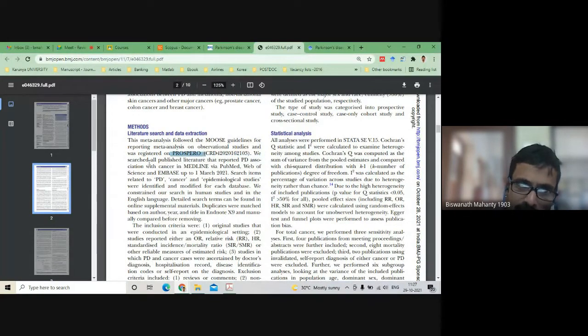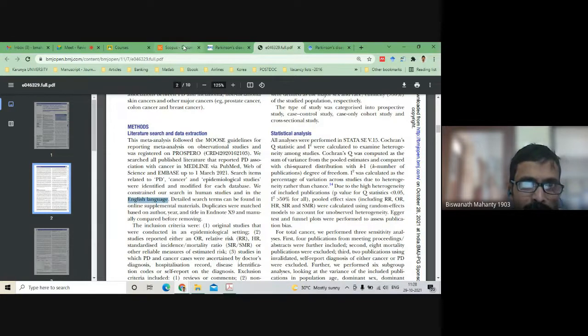PROSPERO is the guideline. We searched all published literature reporting association of cancer in Medline. I told you last day that PubMed, Web of Science, and Embase are the databases. We are using Scopus. I told you about PubMed. Web of Science is also a database, which they are not publisher. They are simply maintaining the registry. Okay. What are they looking for? Search items were PD, cancer, epidemiological studies. What have we studied? We have studied Parkinson's disease and melanoma. In each database, we constrained our search to human studies in the English language.